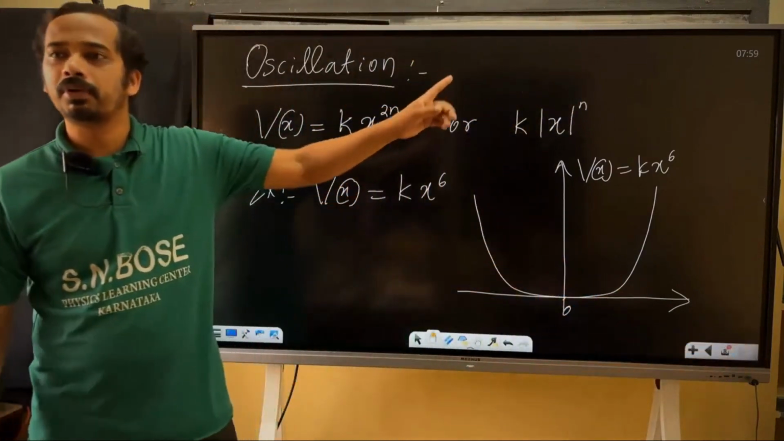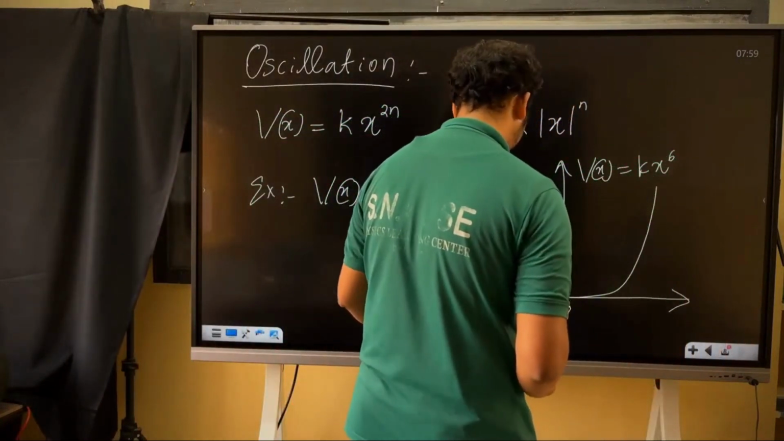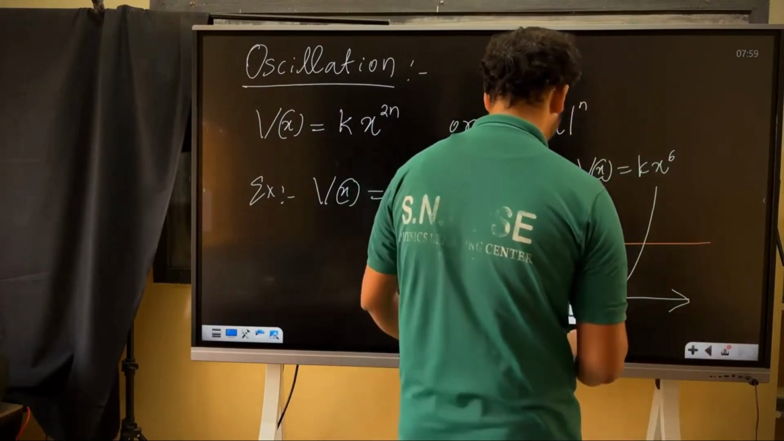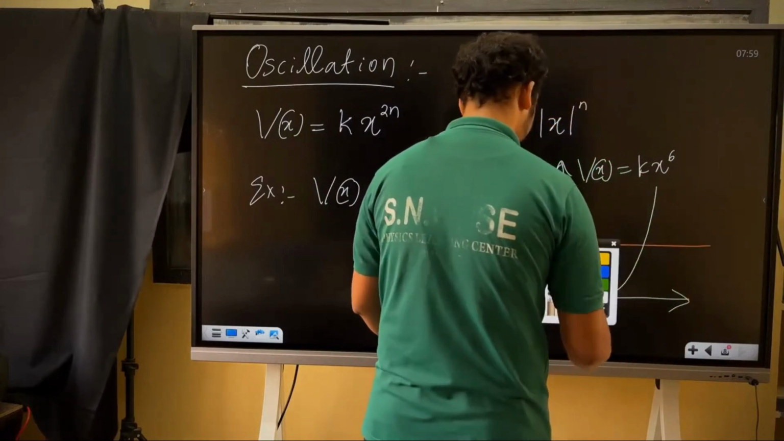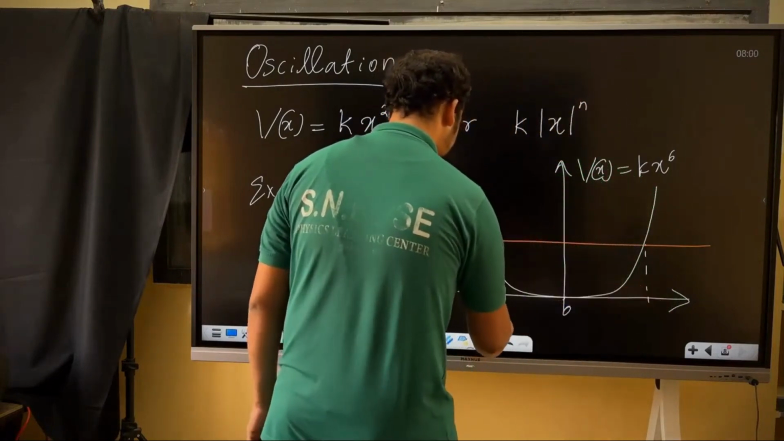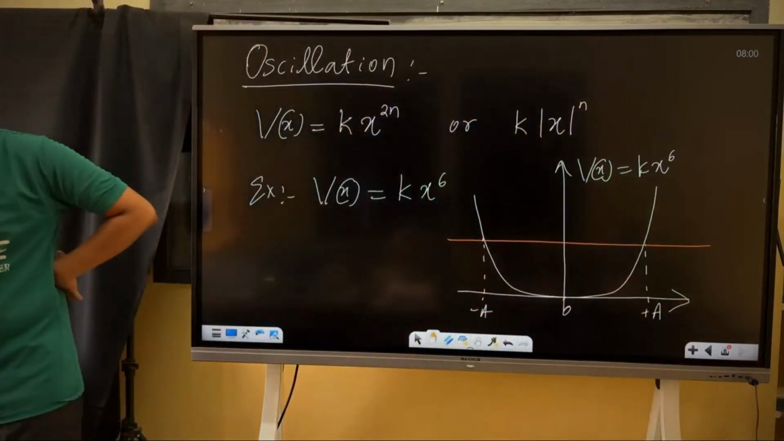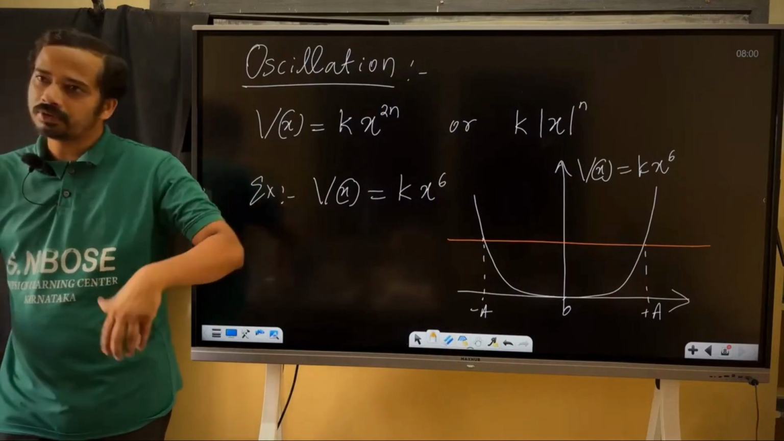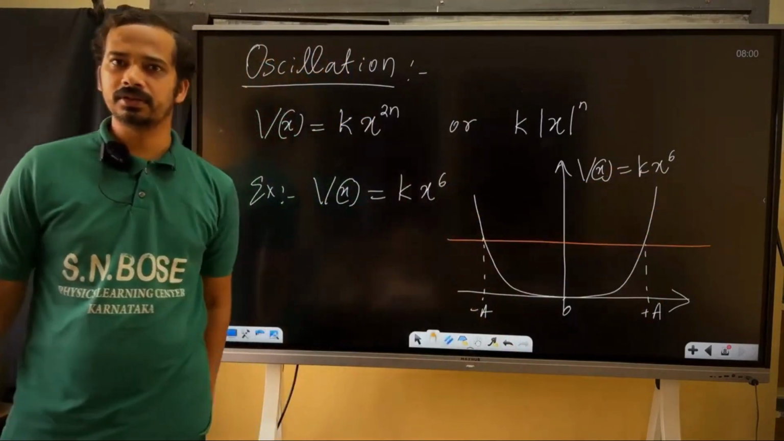Simple harmonic comes when the potential is parabolic. This is not parabolic, but still, oscillation and periodic motion is possible here. Suppose this is the amplitude, it must be symmetric, minus A to plus A. Periodic motion is possible, but it is not simple harmonic. It is simple harmonic when the potential is parabolic, or approximated as parabolic in small oscillation, as in the Taylor expansion.